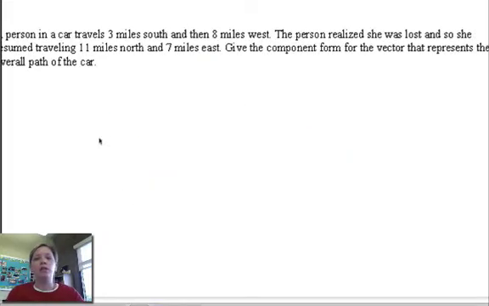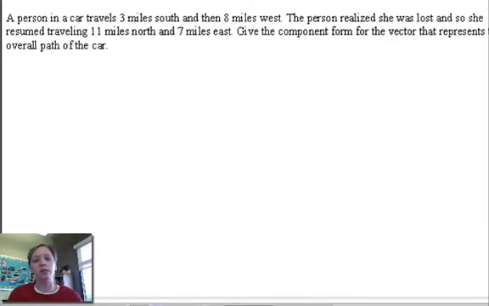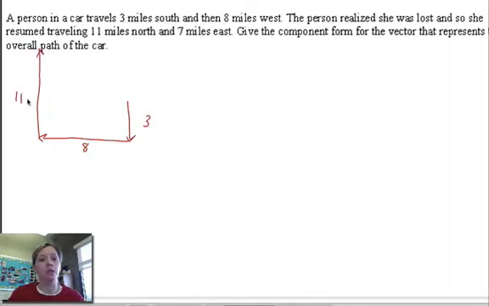We worked with this a few times. A person is traveling in a car. This one's a little bit different. She goes 3 miles south, and then she goes 8 miles west. This time it looks this way. Now she realizes she's lost, so she goes 11 miles north. This is obviously not to scale, but my 11 is bigger than my 3. And then she goes 7 miles east. So I want my 7 to be less than my 8 when I draw it. We want the component form of the vector that shows me where she really went.